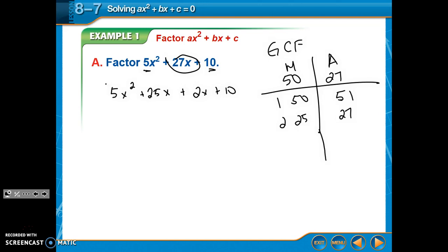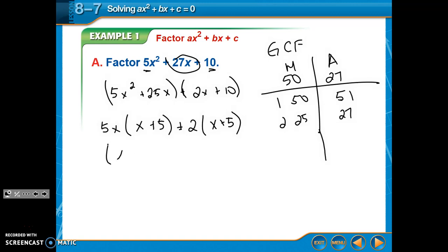So now I have 4 terms and I can factor by grouping. Looking at the first 2, they're both divisible by 5x, and what I have left here is x plus 5. Now looking at the second 2 terms, 2x and 10, they both are divisible by 2. So we do plus 2 times x plus 5. Now I have x plus 5 common to both. If I pull out x plus 5, I'm left with 5x plus 2. And that's the factored form. And I'm done.